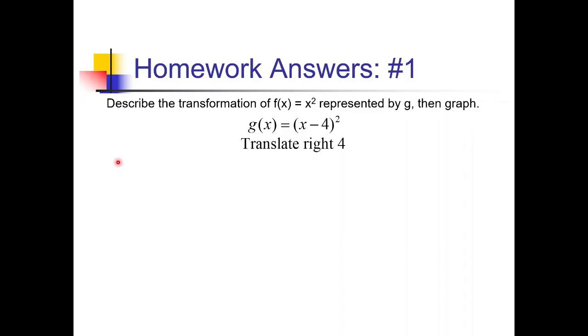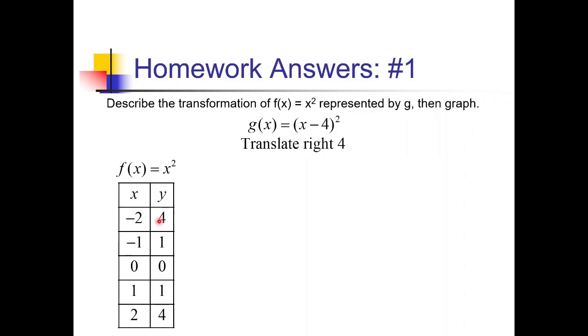So let's write the parent table here for x squared. That's going to be negative 2 comma 4, negative 1 comma 1, 0 comma 0, 1 comma 1, and 2 comma 4. And that's what I'm going to use for the rest of these homework problems where I have to graph something. So we won't go through it in detail every single time.